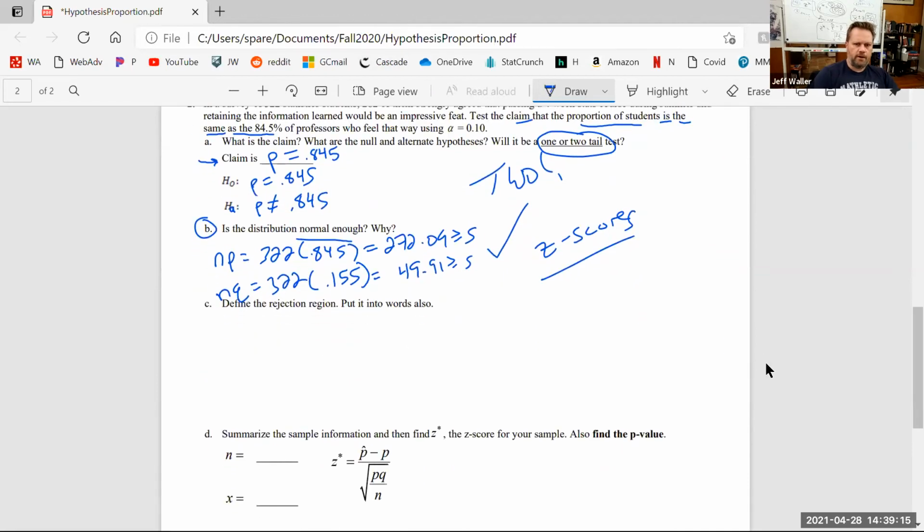All right, so now I know alpha's 0.10. I have a two-tailed test, and I can use z-scores. So when I look all that up, it sounds, holy crap. I'm going to leave it. That's a fantastic, look at that. That's a thing of beauty.